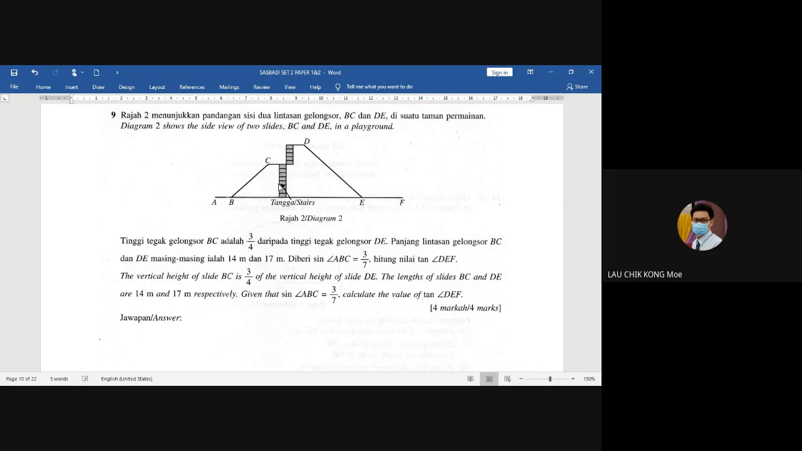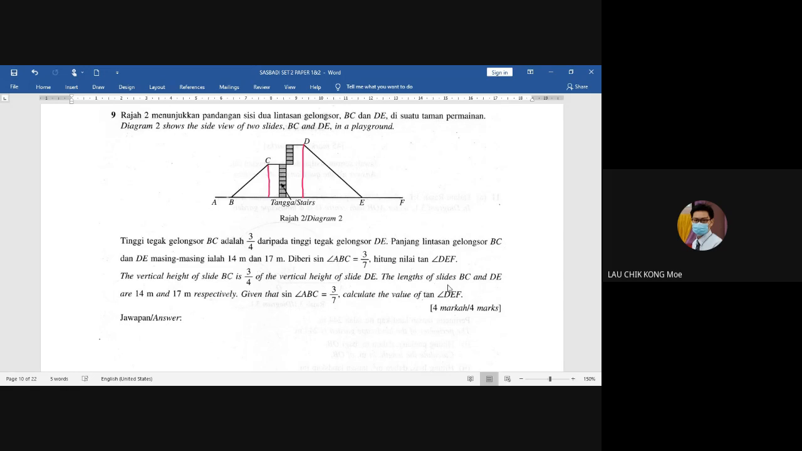Memang senang saja. Diagram shows a side view of two slides, BC and DE. The vertical height of slide BC is 3/4 of the vertical height of the DE. Mana DE? Oh, ini ya. Tinggi dia. Ada dua tinggi di sini ya. 3/4. So kita kira dulu.